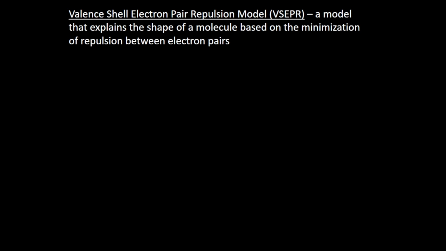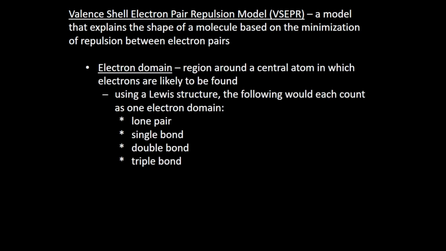In organic chemistry, because we are dealing with elements mostly in the second row of the periodic table, we only need to review a few types of VSEPR geometry. First, let's define some terminology that I will use.